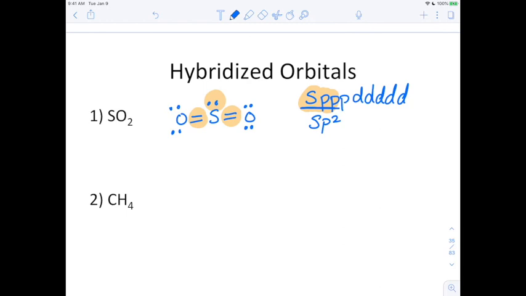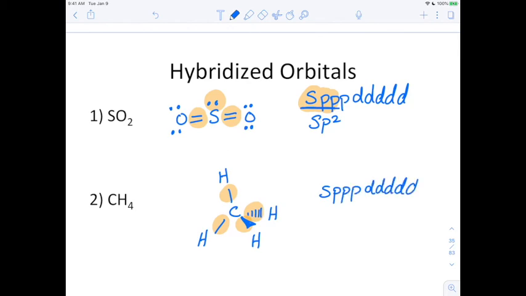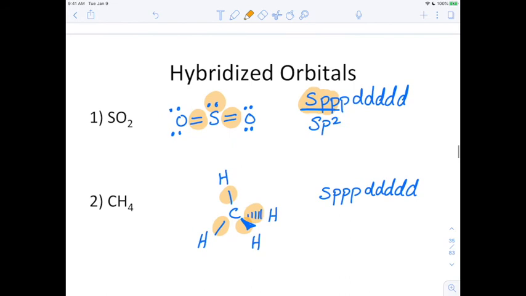All right, so let's take a look at the next one. So here is carbon. Carbon surrounded by 4 hydrogens, 1, 2, 3, 4 electron groups. Now I'm going to write this out: s, 3 p's, and 5 d's. So there are 4 electron groups.